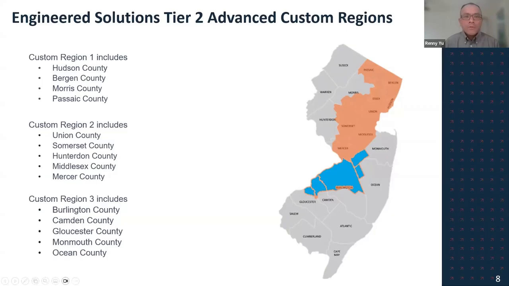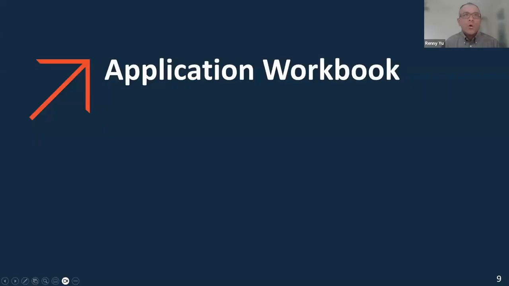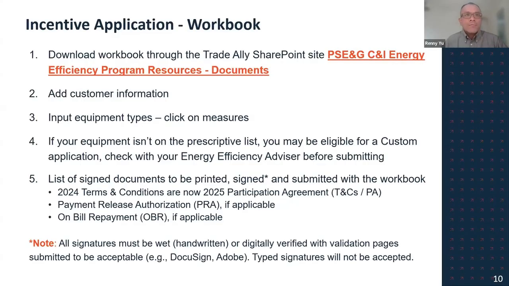All right, let's move on to the application workbook. The first step in applying is to download the most recent workbook. The most recent workbooks for prescriptive and advanced custom are available through the Trade Ally Resource SharePoint folder. If you're not familiar or don't have the link for the Trade Ally Resource SharePoint folder, please reach out to your energy efficiency advisor for access.